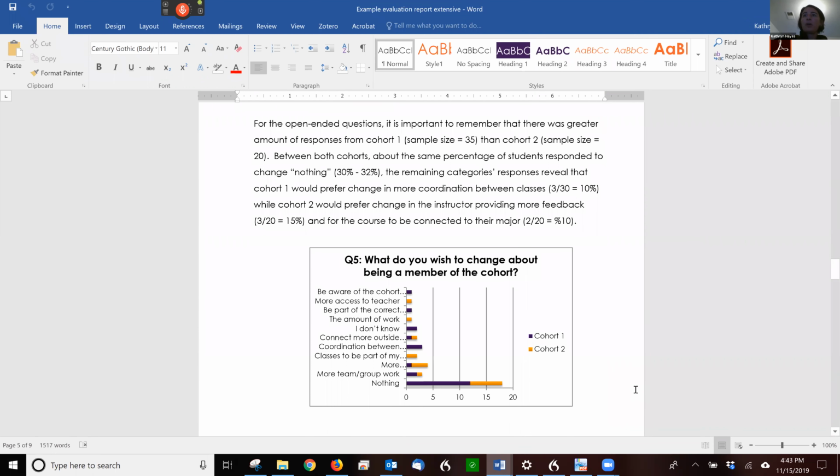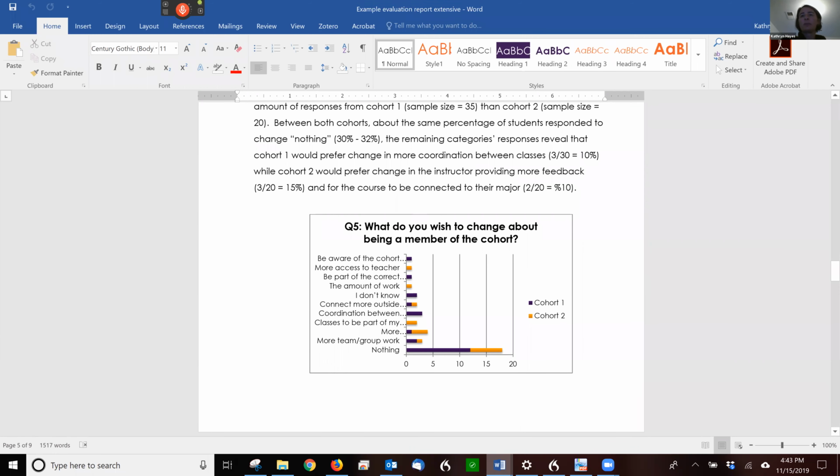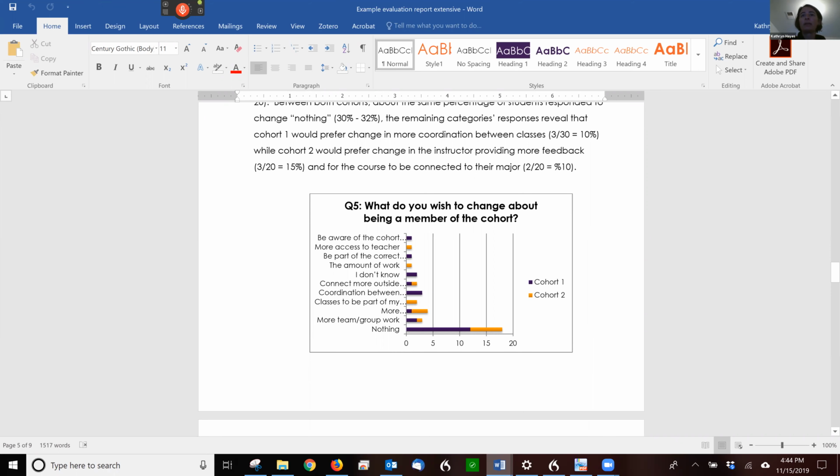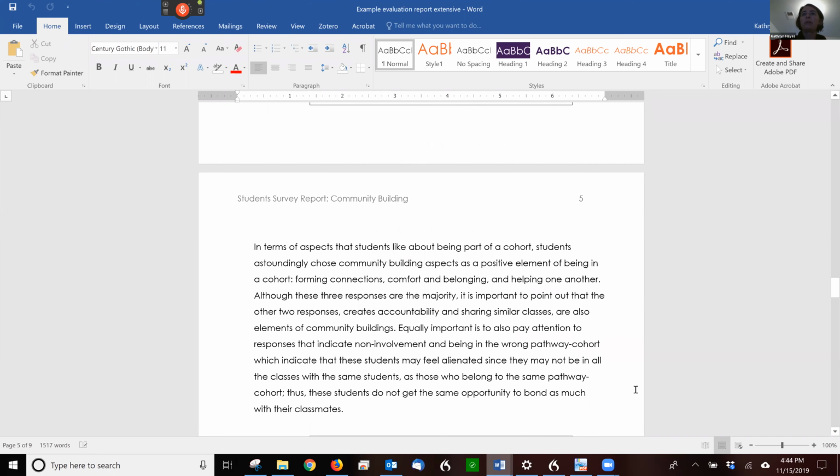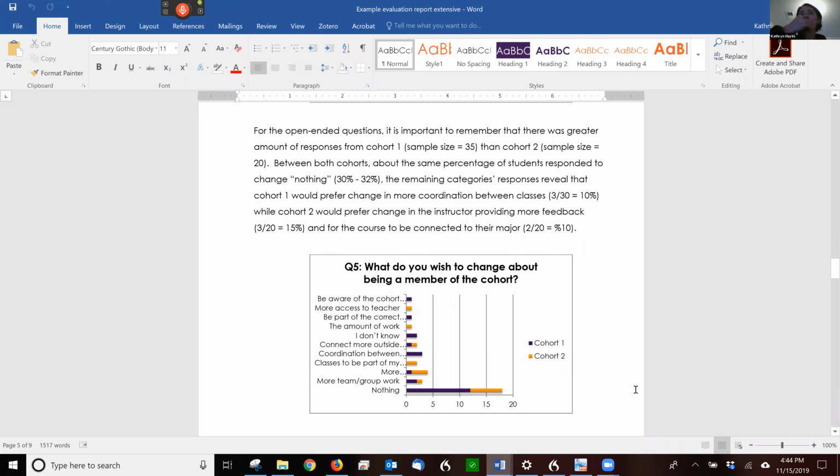Then they talk a little bit about their open-ended questions. What do you wish to change about being a member of the cohort, right? And they've got some replies here. Now, in this chart, they may want to do something a little bit different, right? Because we don't actually see the response. And it would be good if we could see the entire response. So maybe they could work a little bit on the way the chart looks. But I do like their use of the graph where they split out cohort 1 and cohort 2. I really like that. And then they also talk about it, right? They talk about what's going on in the chart.